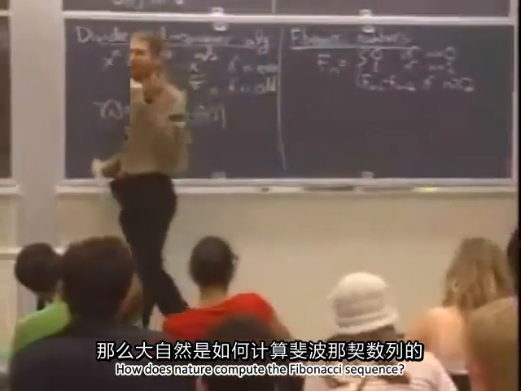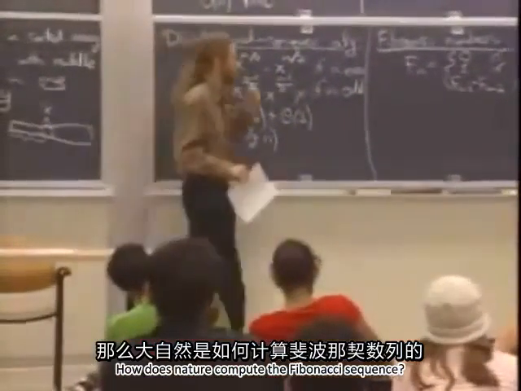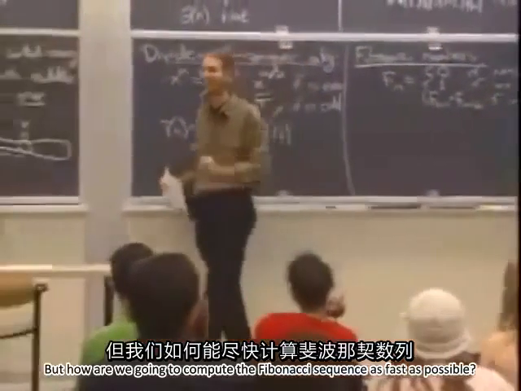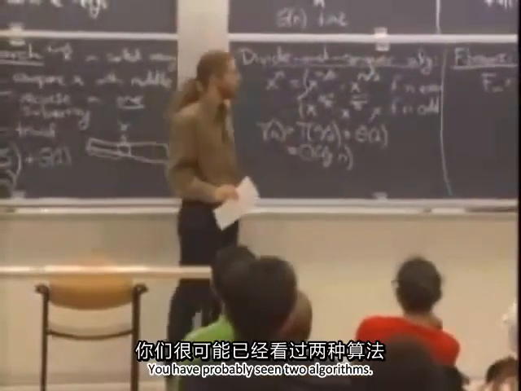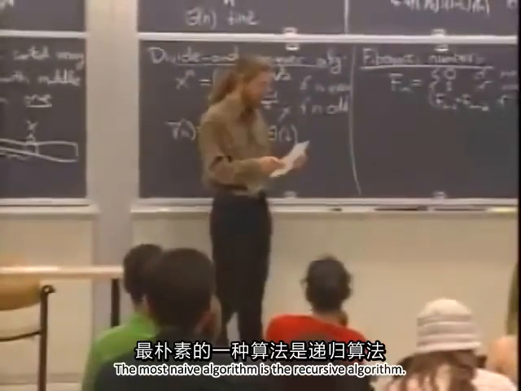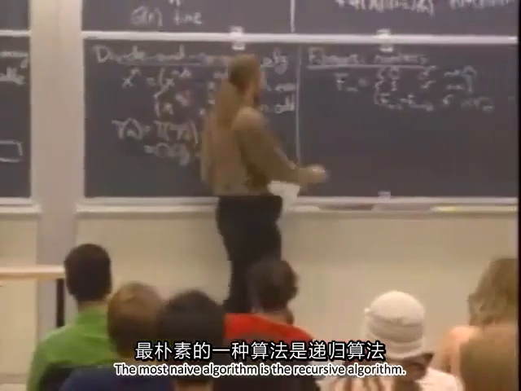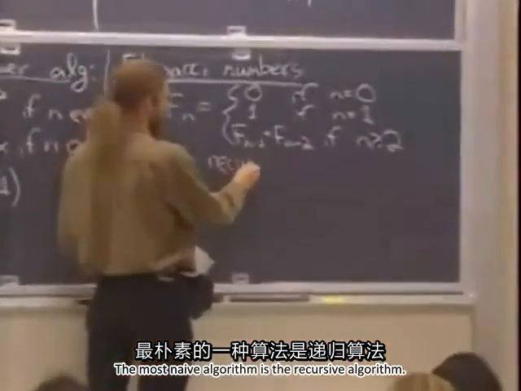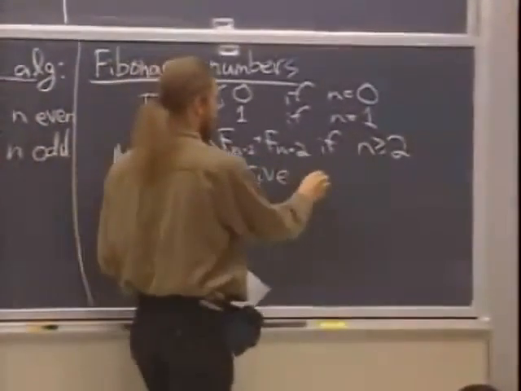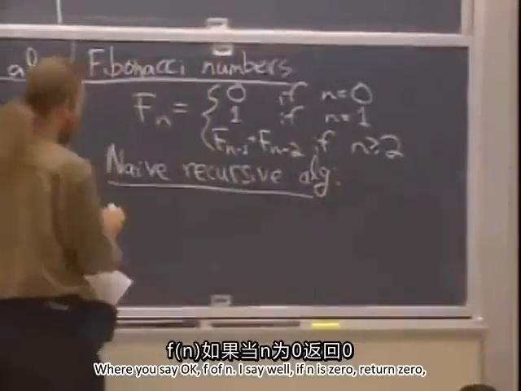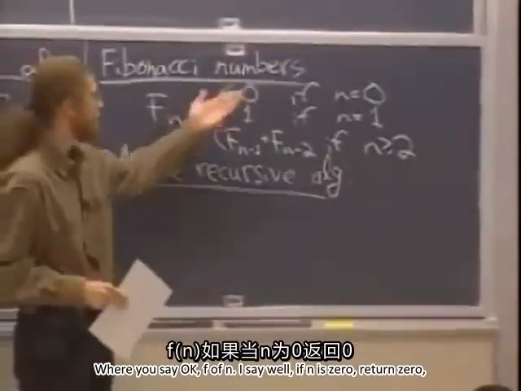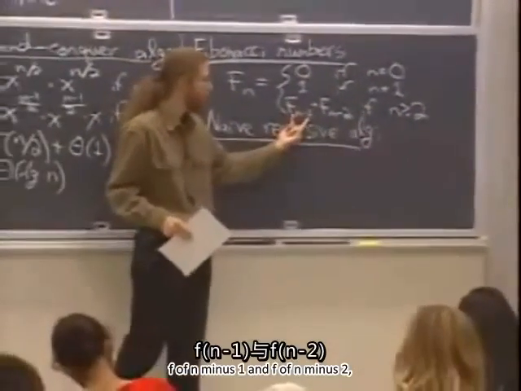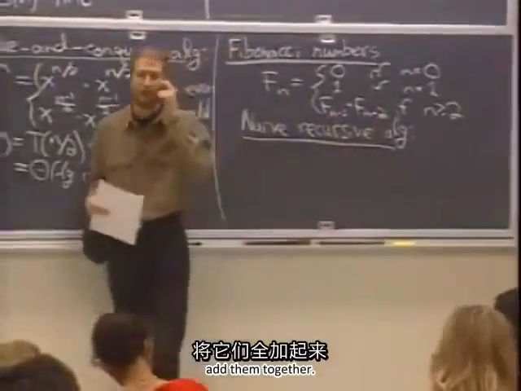So how does nature compute the Fibonacci sequence? Well, that's a different class, but how are we going to compute the Fibonacci sequence as fast as possible? You've probably seen two algorithms. The most naive algorithm is a recursive algorithm where you say, okay, f of n: if n is 0, return 0. If n is 1, return 1. Otherwise, recursively compute f of n minus 1 and f of n minus 2, and add them together.